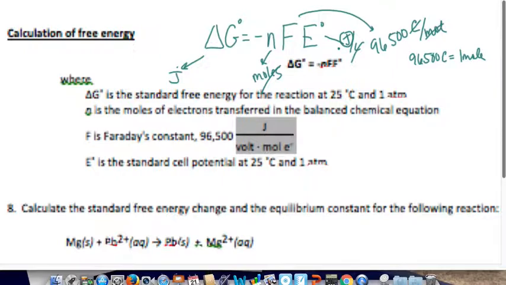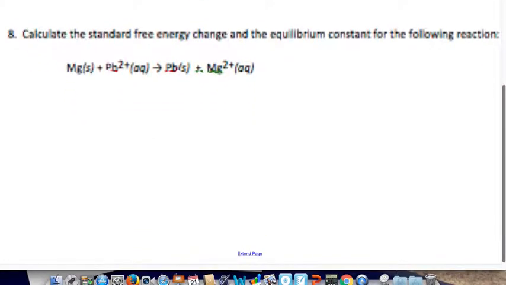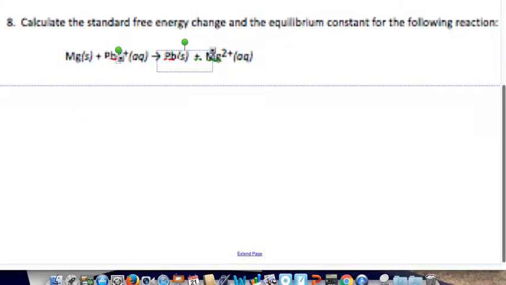All right, so let's do this problem. Calculate the standard free energy change and the equilibrium constant for the following reaction. We didn't say anything about equilibrium constant yet in this unit. So we're going to use first negative NFE to find G, and then we're going to use G to find K using negative RT ln K.